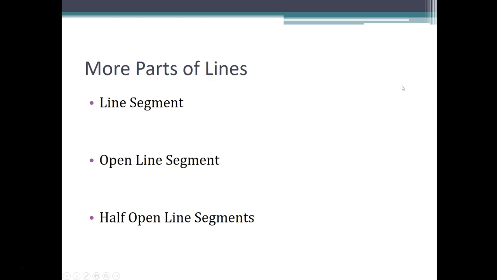More parts of lines. Often when somebody says, hey, draw me a line, what people do is they actually draw a line segment. A line segment has beginning and ending points. It doesn't extend infinitely in both directions. If you want to use symbols for a line segment, just do that. This is line segment HJ.